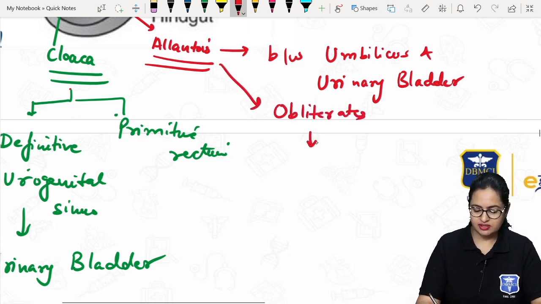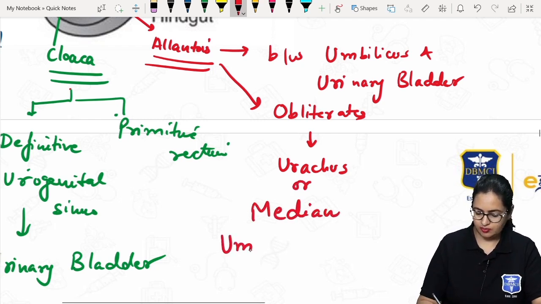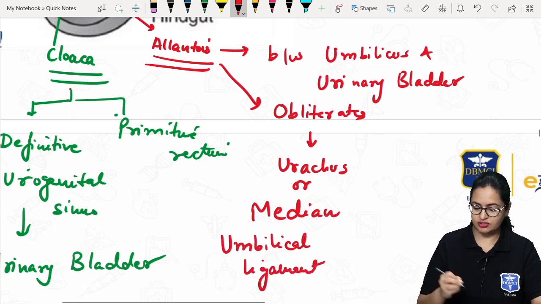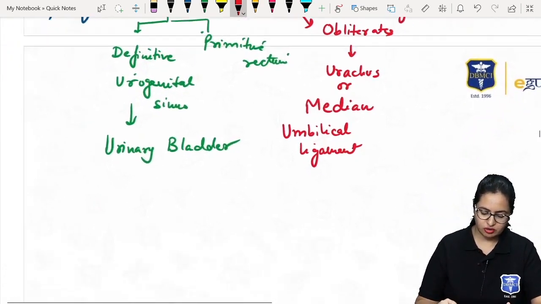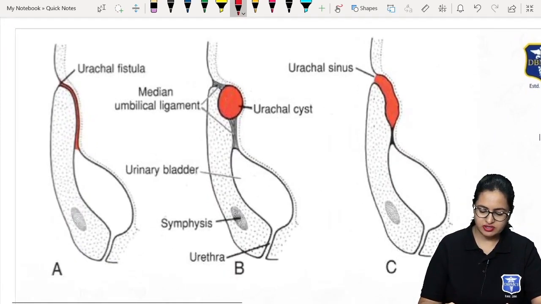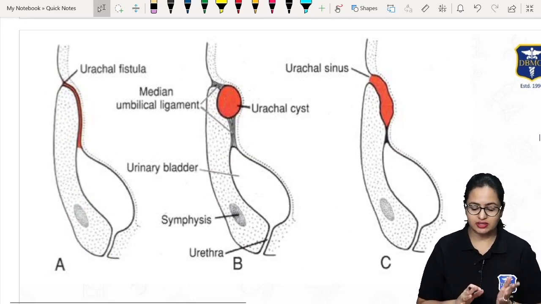Later on in life it obliterates, and when it obliterates it leads to the formation of the urachus, also known as the median umbilical ligament. Now in case it does not obliterate, what congenital anomalies can occur? This picture shows the congenital anomalies which are associated with the allantois.